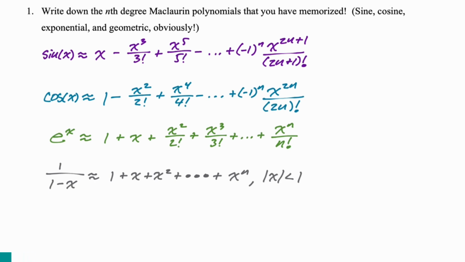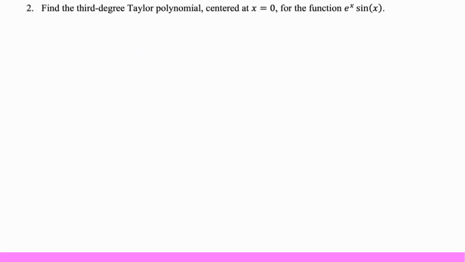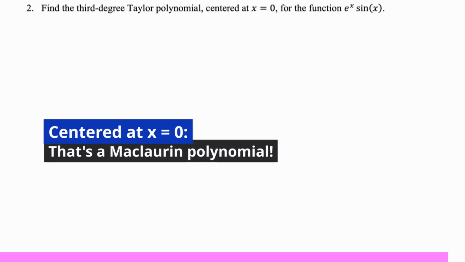All right, let's take a look at the next problem. We want to find the third degree Taylor polynomial centered at 0, so that's a Maclaurin polynomial, for the function e to the x times sine of x.